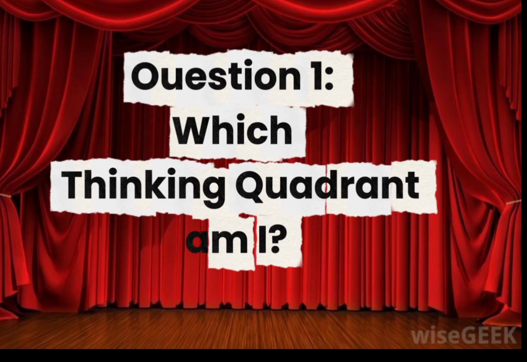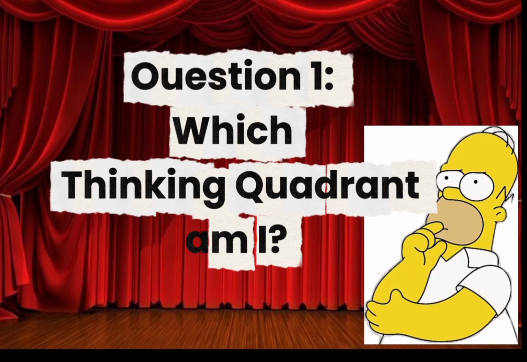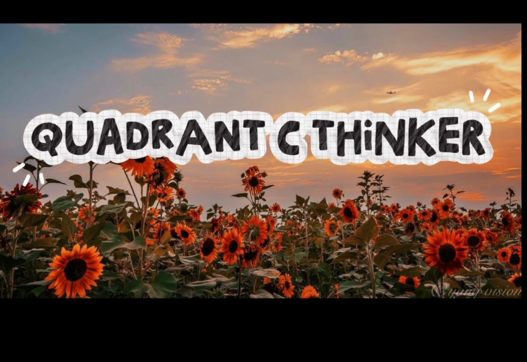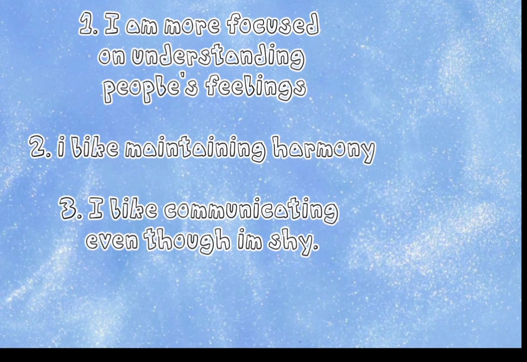Question 1. Which thinking quadrant am I? Quadrant C, interpersonal thinker. Why? It's because I am more focused on understanding people's feelings. I like maintaining harmony and I like communicating even though I am shy.